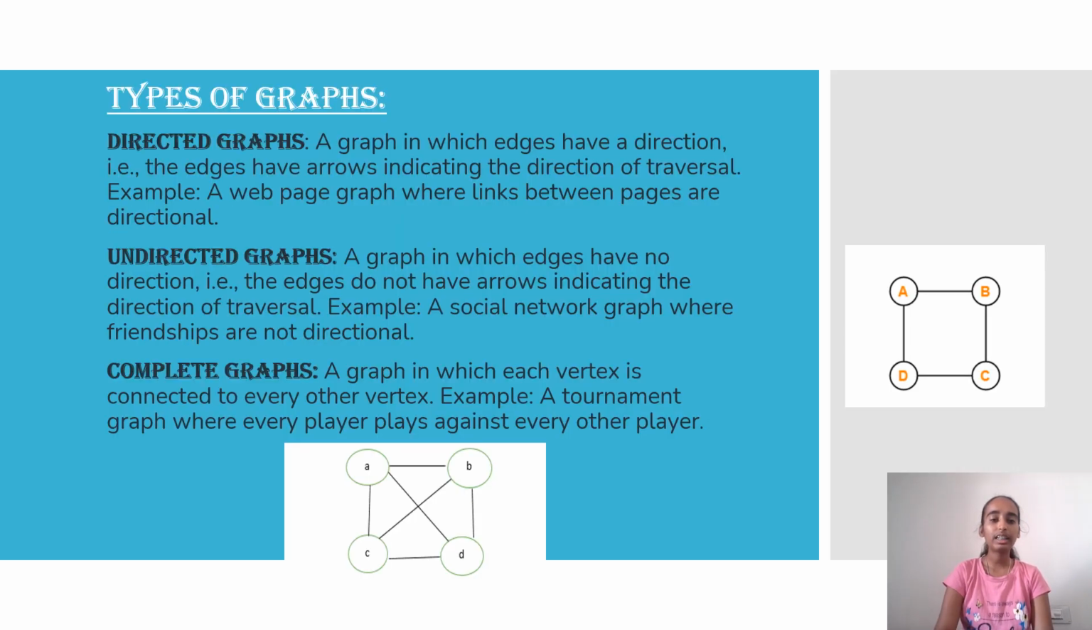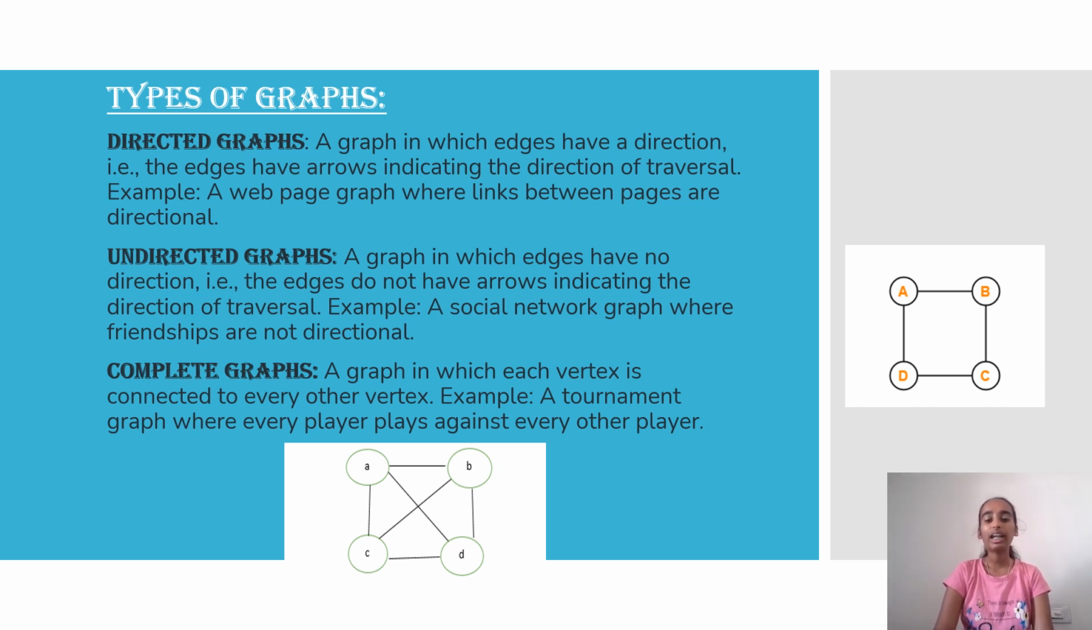Let us see types of graphs. Directed graph. A graph in which each edge has a direction. That is, the edges have arrows indicating the direction of traversal. For example, a web page graph where links between the pages are directional. Here in this diagram, if you can see here A to B, it does not have an arrow mark. If it is having an arrow mark, then it is a directed graph.